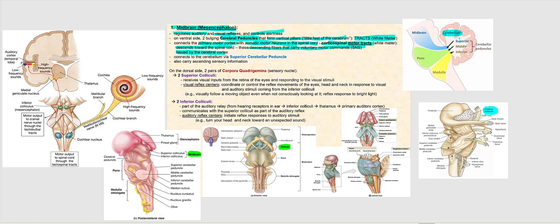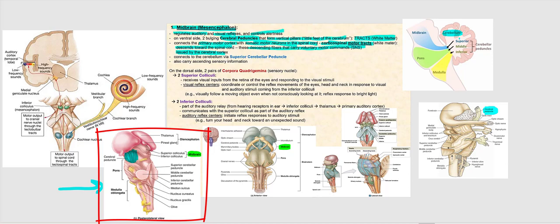So let's quickly look for these cerebral peduncles. We'll look at the image down over here to the bottom left-hand corner, and I've already highlighted the midbrain, and here are those pillar-like structures that are found on the anterior or ventral side of the midbrain. And if we look at this image over here, the anterior view, here is your cerebral peduncle.